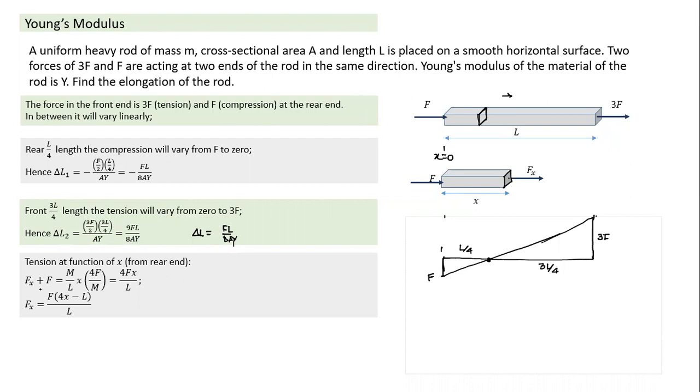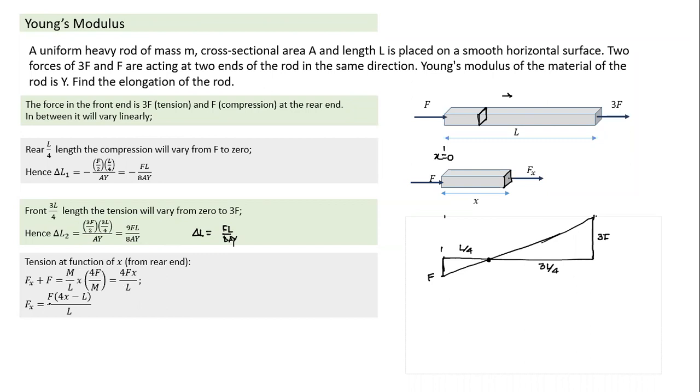This is the net force. Net force will be equal to the mass of this piece. Mass will be m by L, the mass per unit length, into x. So I'm just writing F net is equal to m into acceleration. Acceleration is 4F by m for the whole system. So this gives me the value of Fx.